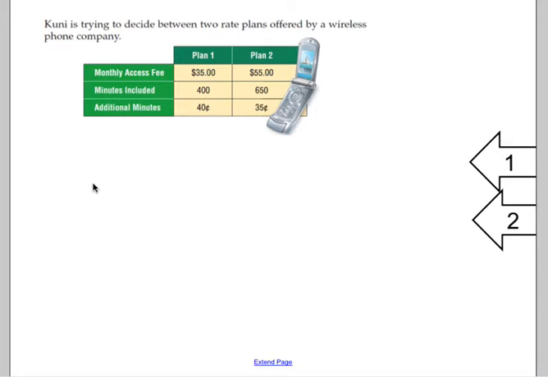Cooney is trying to decide between two rate plans offered by a wireless phone company. All the information for Plan 1 and Plan 2 is listed here. So let's go ahead and look at question 1.